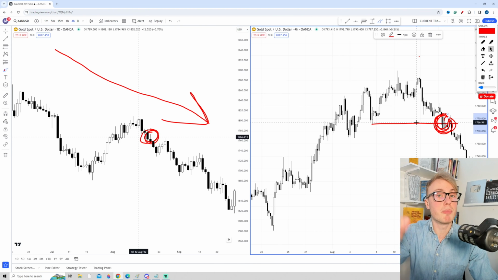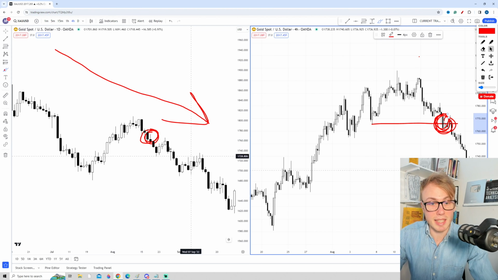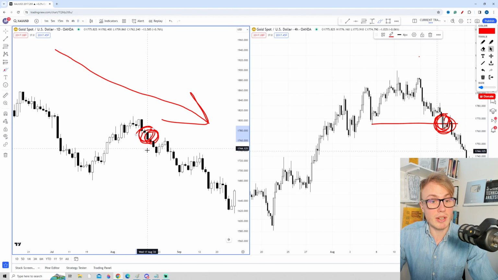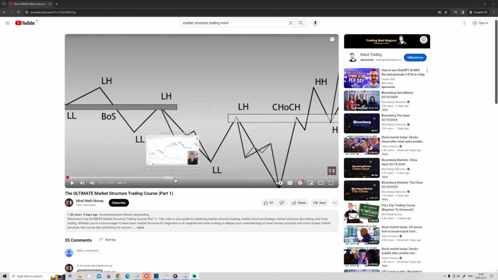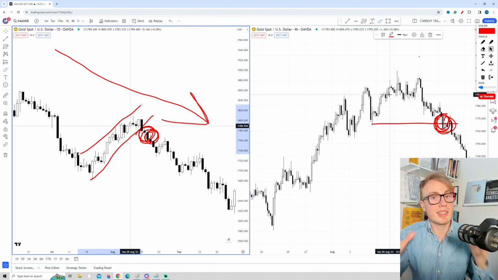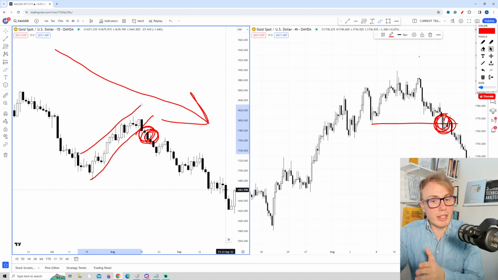So now we have both the major and minor structure aligning at the same time, making this right here a potentially great pullback trade. And if you guys watched chapter 1 of this course, you know exactly what type of signals to look out for to make your pullback trades even more likely to succeed. But by analyzing both major and minor structure, we can improve our pullback trades even further.